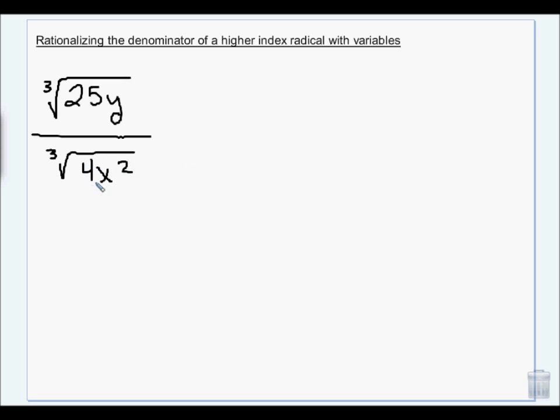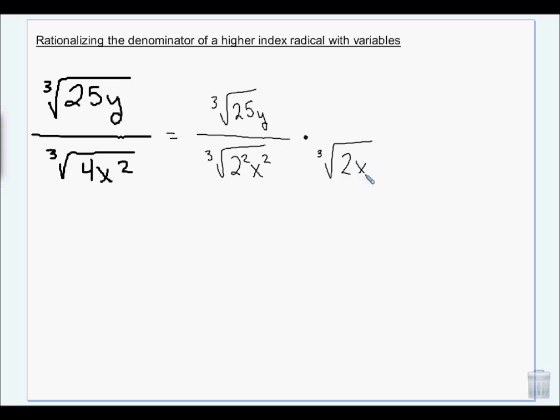I can look at this. See how I have a perfect square? This is the same thing as the cube root of 2 squared x squared. To make these thirds, I only need to multiply one more in. Correct? I want 2 to the third, x to the third. So I can multiply this by the cube root of 2x, and that will give me the cube root of 2 to the third, x to the third.